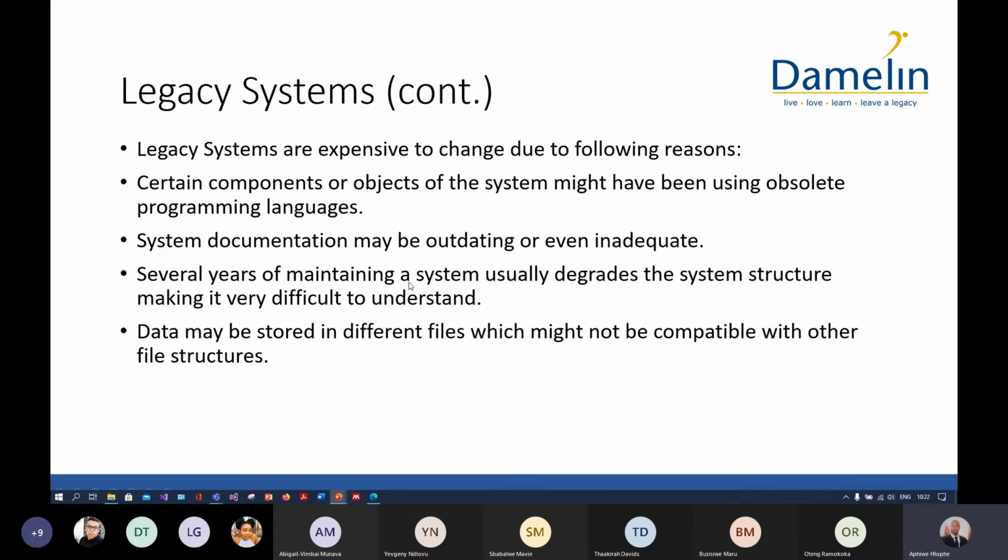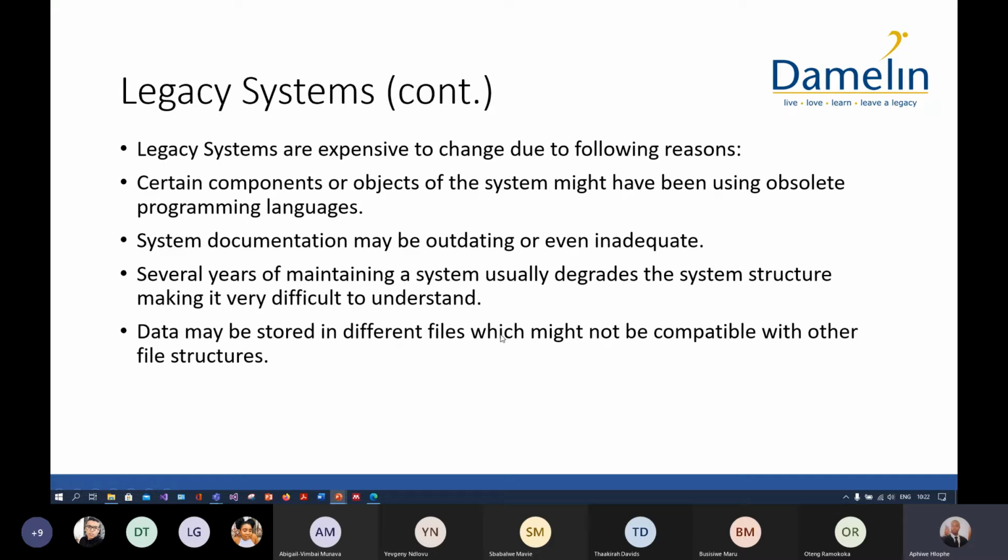Several years of maintaining a system usually degrades the system structure, making it very difficult to understand, especially if you're not updating the documentation. So as these legacy systems have been operating for so many years and constant changes have been implemented to them, they start to degrade and lose their structure somewhere along the line.